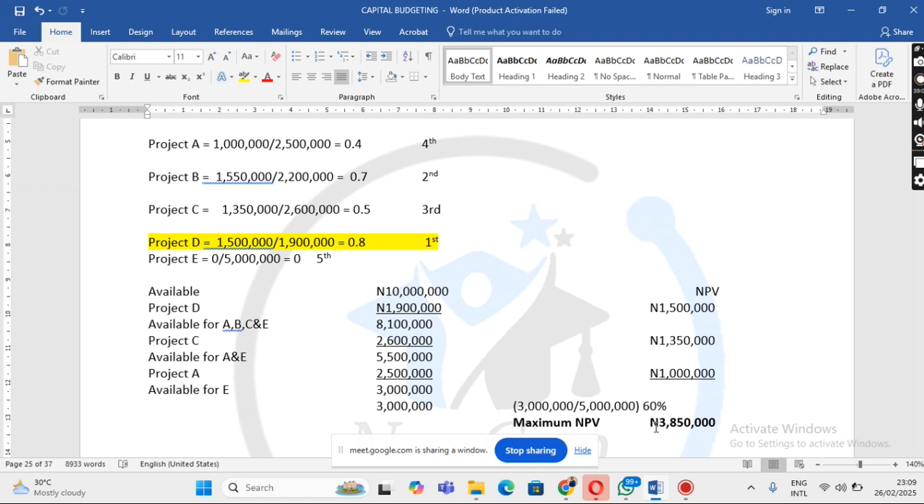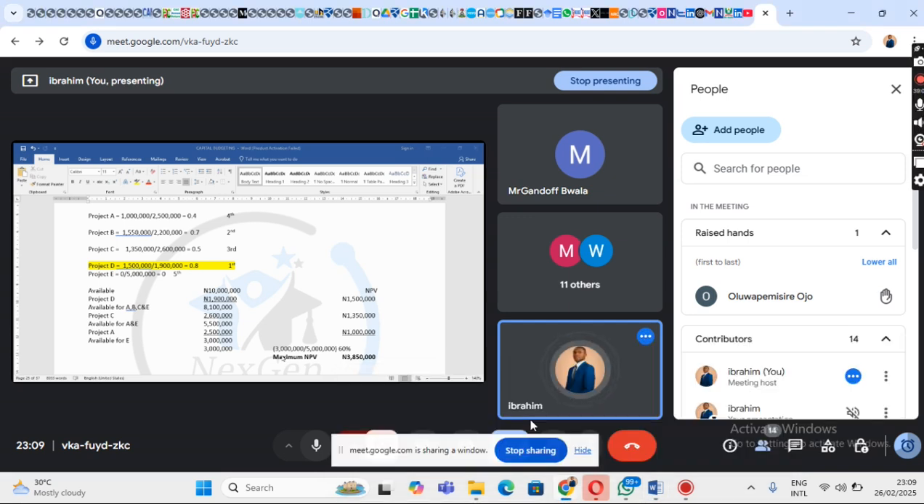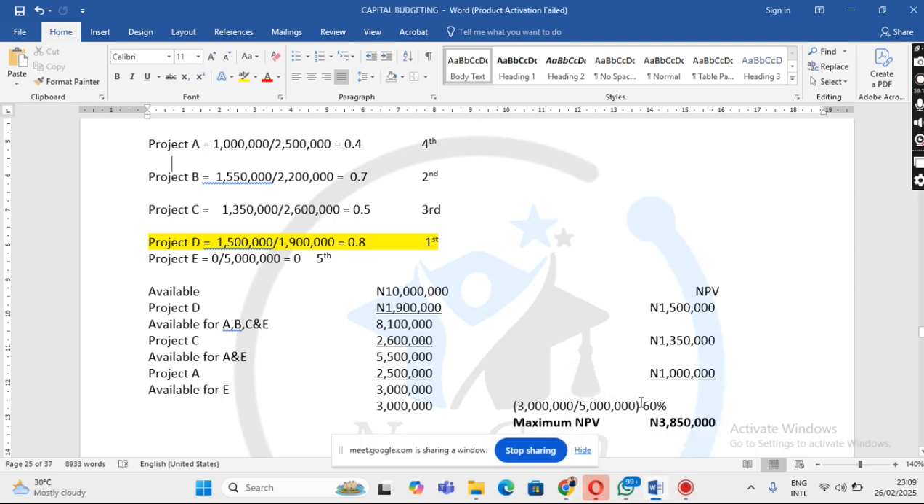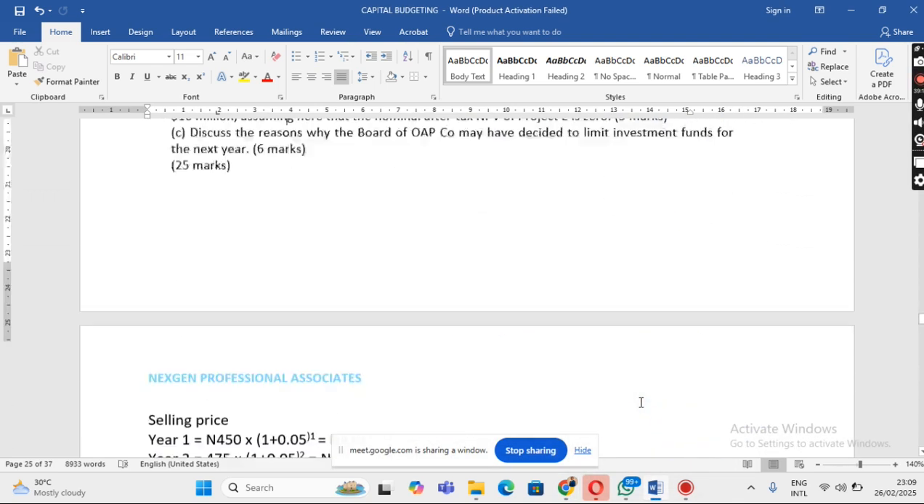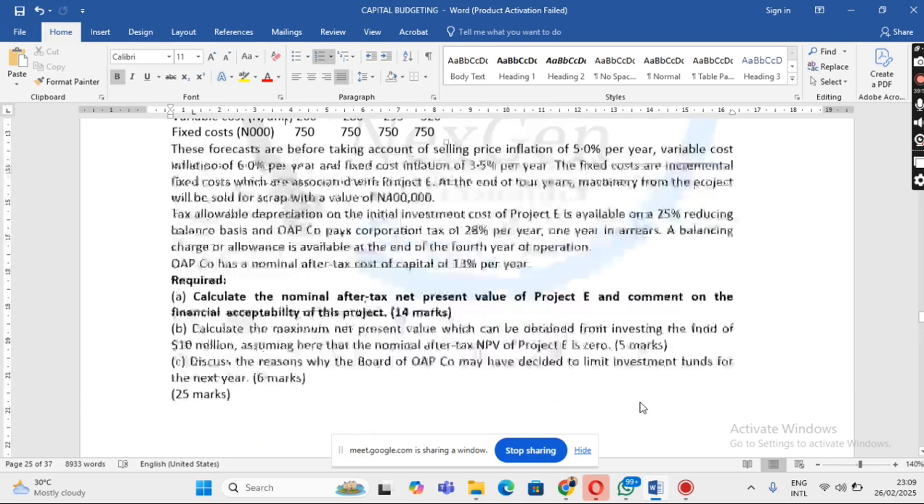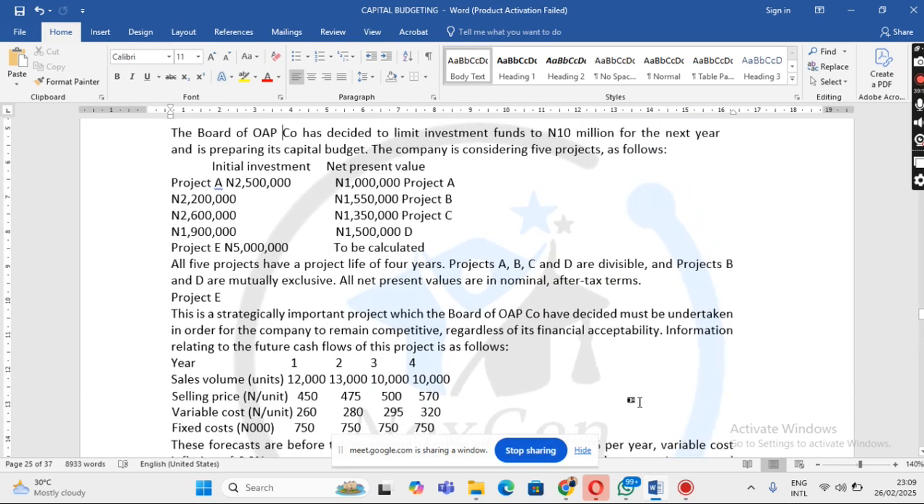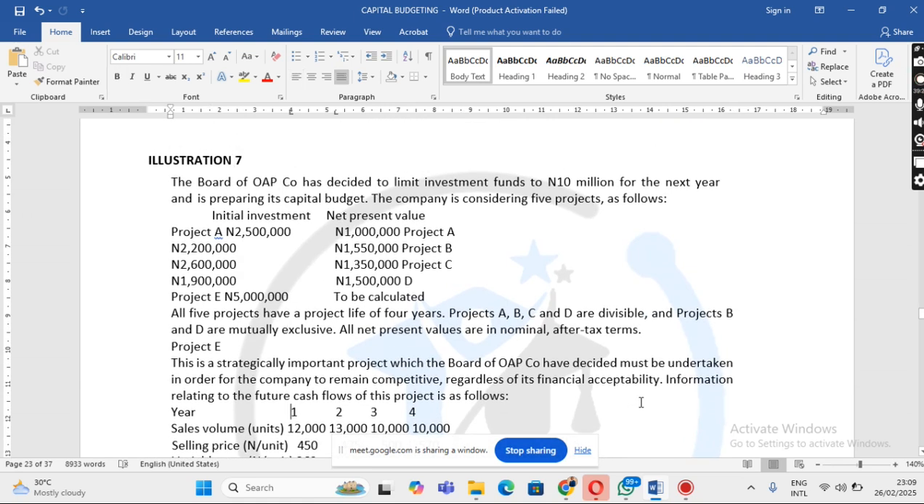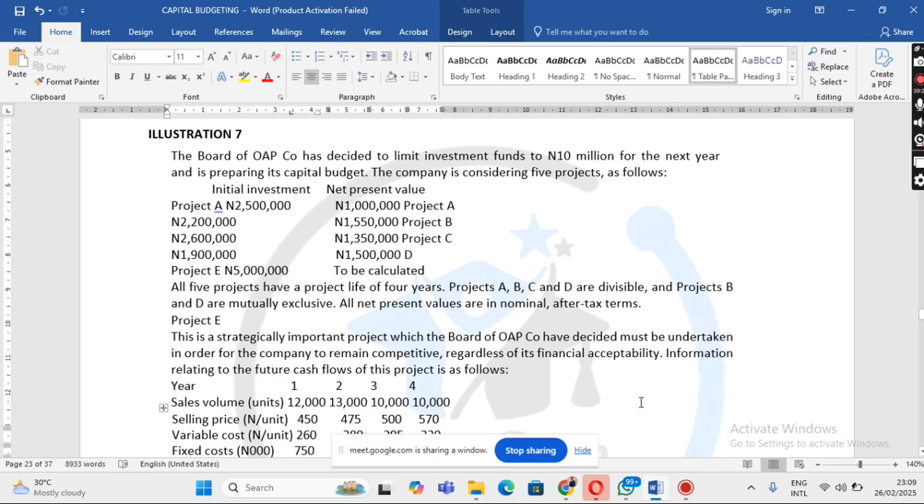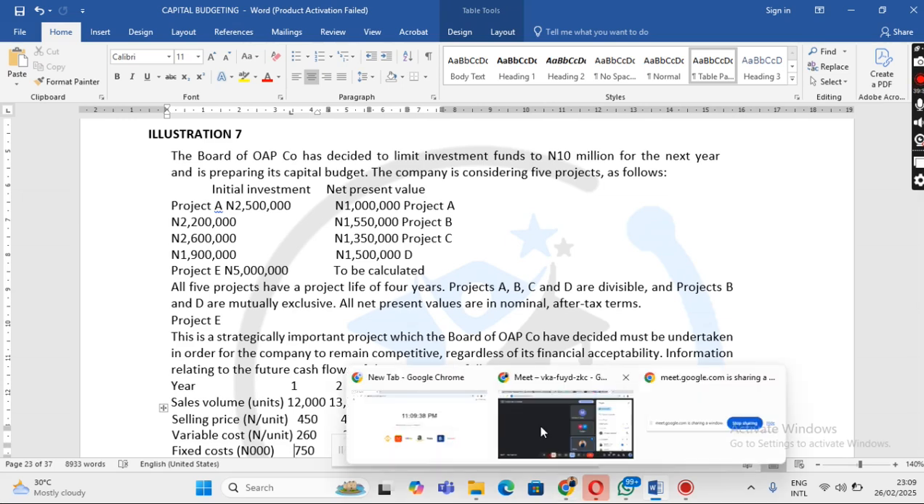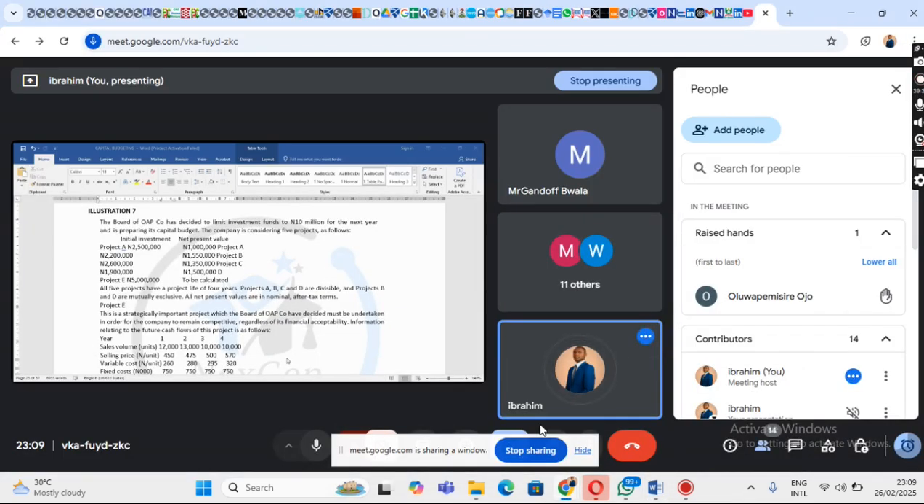I still disagree, and I still agree. Now, let's quickly go back. You must undertake it. They did not even mention whether it is divisible or indivisible, but you must undertake it. It is a strategic, important project which the board of OAPCO have decided must be undertaken in order for the company to remain competitive. From our allocation, we execute it.